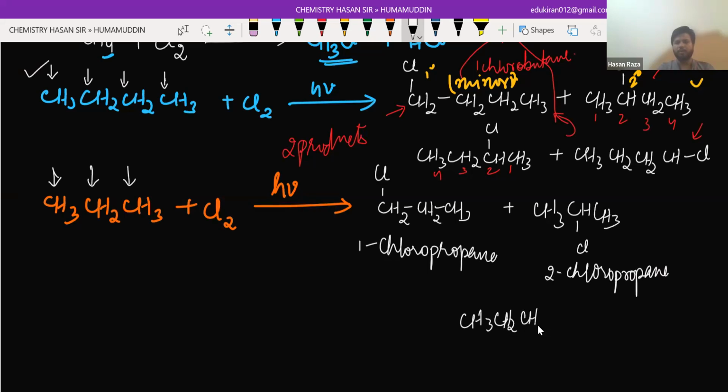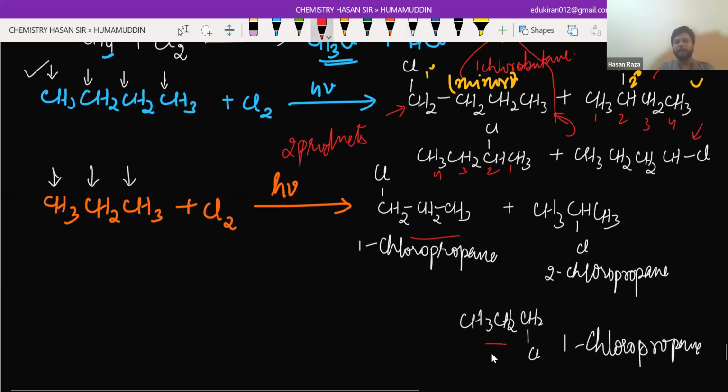And for the last one, CH3, CH2, CH2, again Cl. So it is also 1-chloropropane. Basically, you can see the first and third are the same. That means they are identical, and hence there are only two products, this and this.